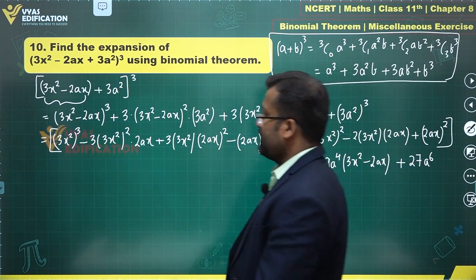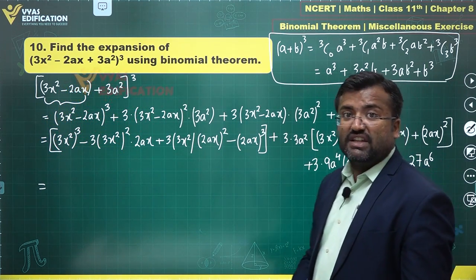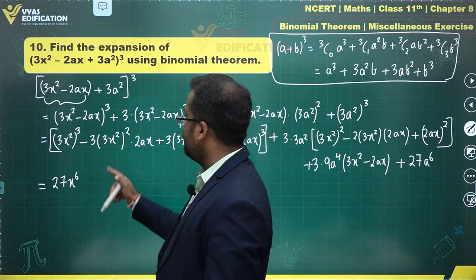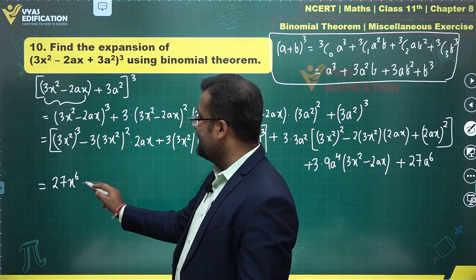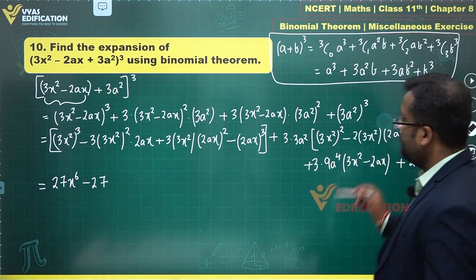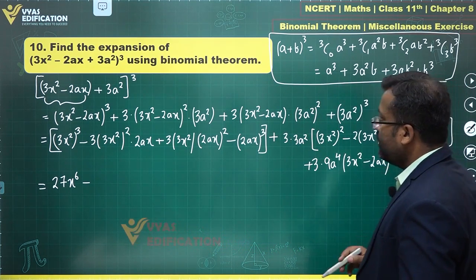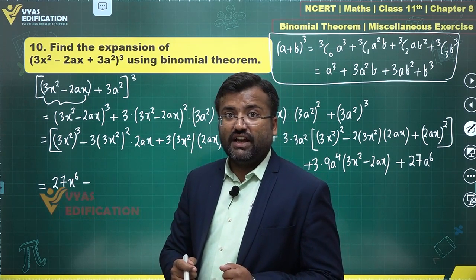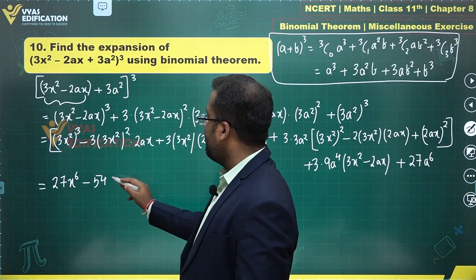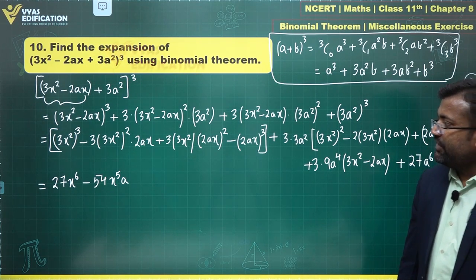Let's simplify each term first of all. What is this term simplified into? This is (3x²)³, which is 3³, 27, x⁶. This is 3 squared is 9 and another 3 is 27, and there is a 2 as well. Let's multiply that 2 as well. Why leave out that 2? And what do we get? 9 and 3 and 2 will be 9 times 6, 54. x⁴, x⁵, a. This is what you get: 27x⁶ minus 54x⁵a.